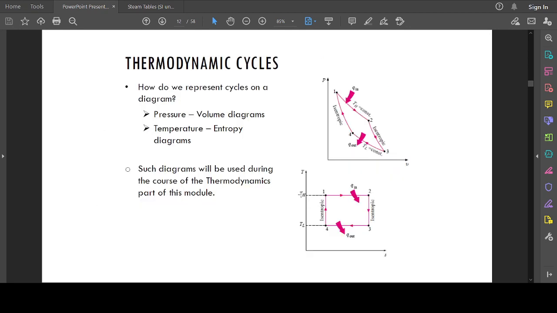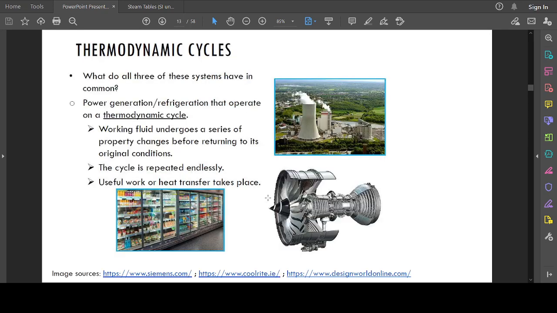So in thermodynamics, how do we represent cycles on a diagram? Like I've already explained, we can use the pressure-volume diagram, and we can use the temperature-entropy diagram. We can also use the temperature-volume diagram, depending on the physical properties we are dealing with.